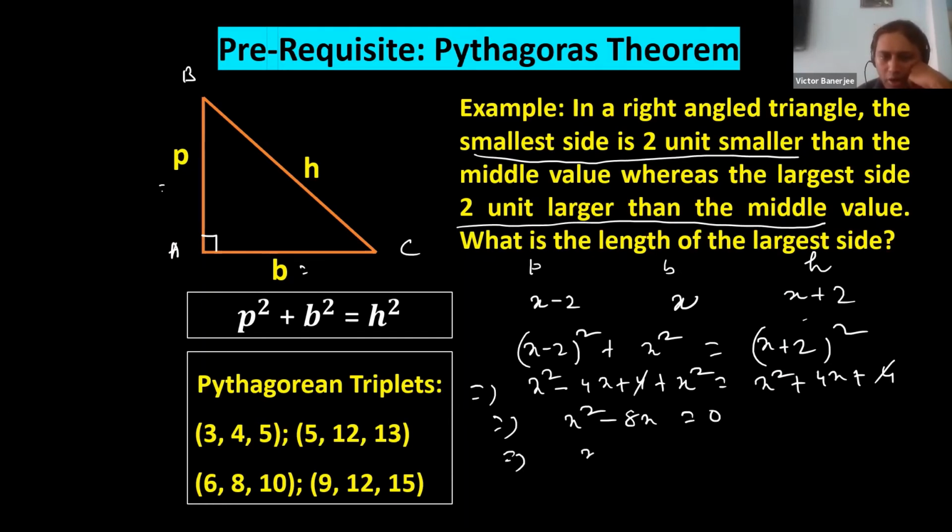So we take x common. So x into (x minus 8) equal to 0. Now x cannot be 0 because this is a side. Side cannot be 0. Therefore x minus 8 must be 0, which suggests x is 8. So the middle side is 8. We have to find the largest, so x plus 2 must be 10.